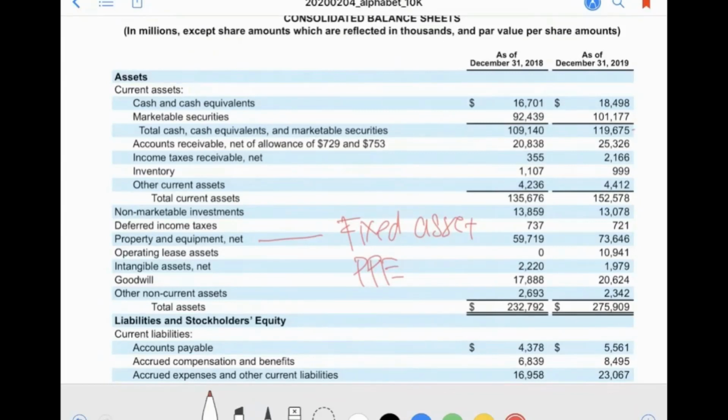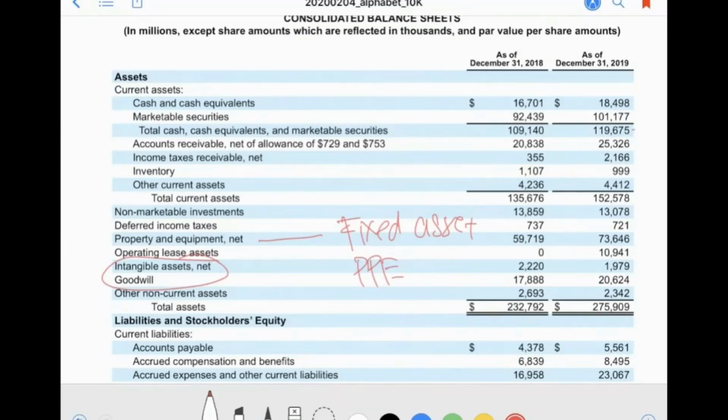Then you have what we call intangible assets and goodwill. So these are non-cash based. For instance, your brand, the brand of Starbucks, also is worth some value. As much as it is intangible, you cannot touch it, but the brand itself is worth something. So that will be under the intangible assets.